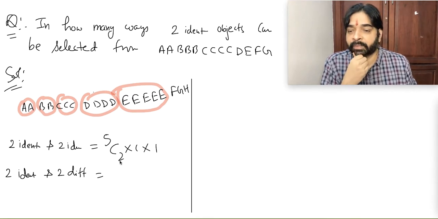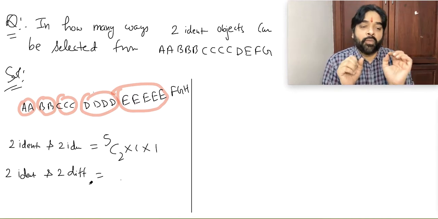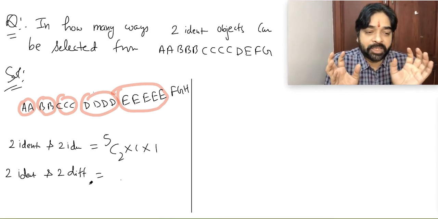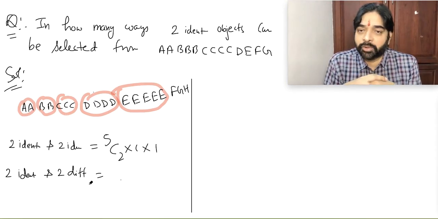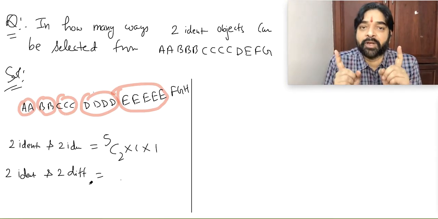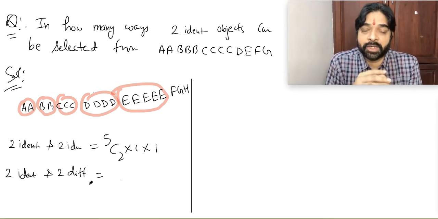Check it here. Two identical, two different. Now listen to me carefully, everybody. Whenever you have the preference for identical and different, both you have to select. So first always give the preference for identical. Listen to me again. It's a typical situation now.